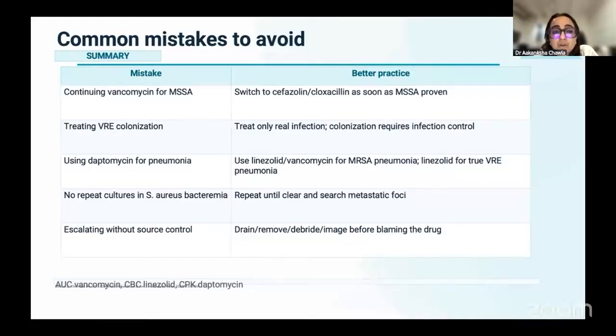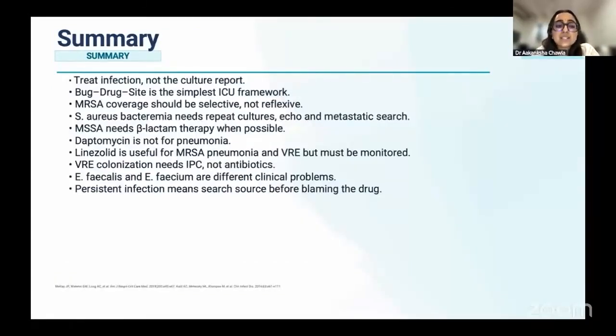And if you are not getting a clearing of your cultures, then you need to actively start searching for metastatic foci and escalating without source control. You have to drain, you have to remove that line, you have to drain the abscess and do imaging, repeat imaging if needed. So treat the infection, not the culture report.